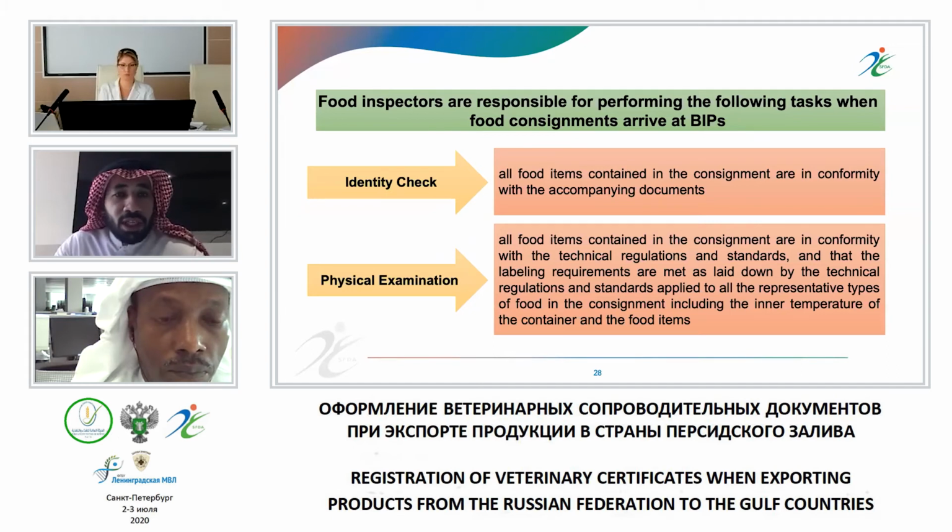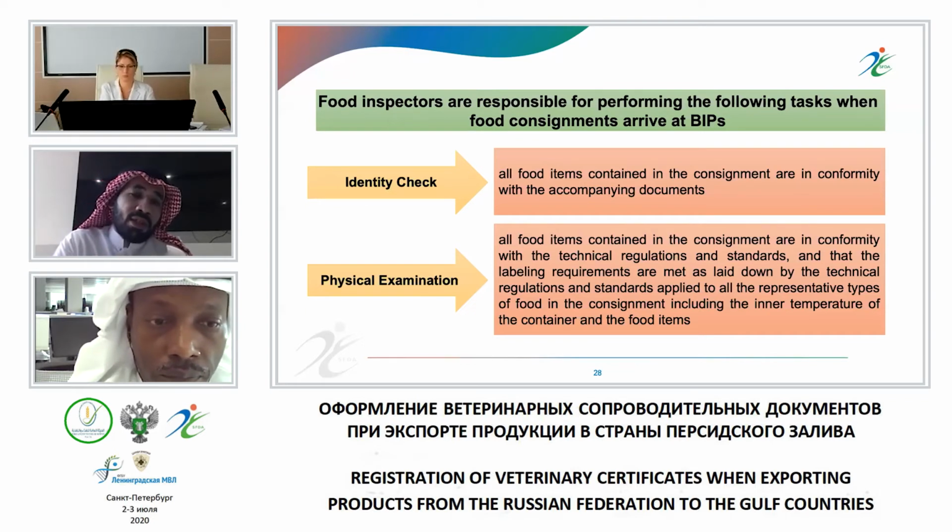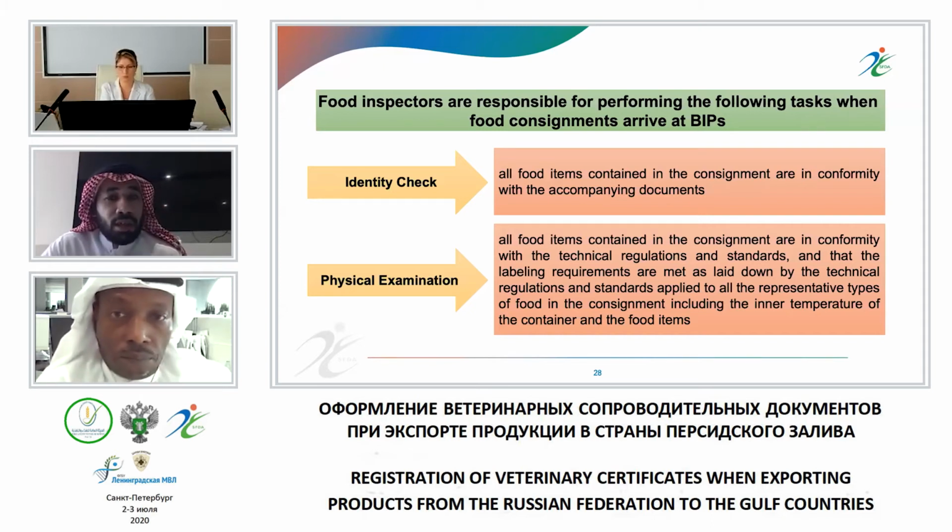So after we have the document check, we do the identity check and physical examination. The identity check confirms that all food items contained in the consignment are in conformity with the accompanying documents. So once the documents are fine, we move to the identity check. If they match, we will have a physical examination, and if any lab test is required, based on the procedures, it will be sent to a lab to receive the result.